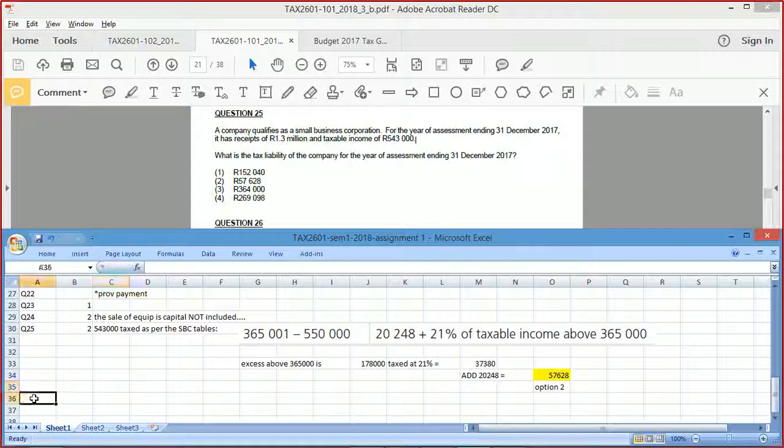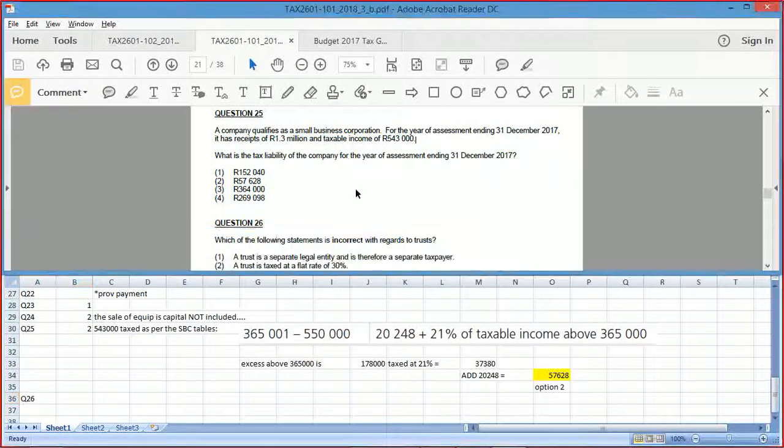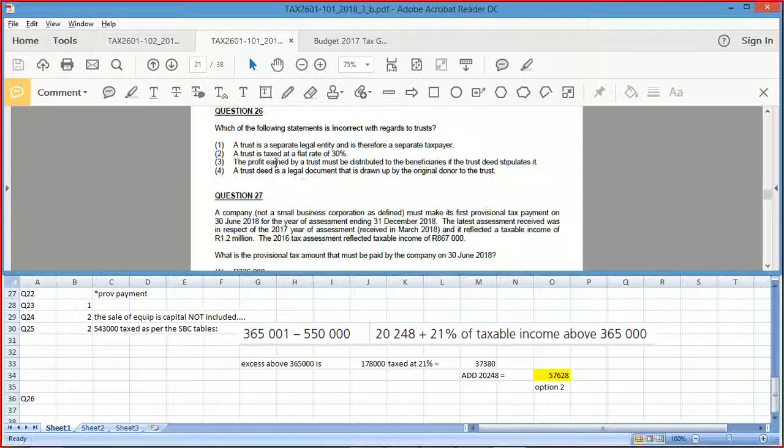Okay, that's just using tax tables. We'll use them a lot. That was just your first example. Don't worry if you didn't quite follow. I'm going to do lots with you later on.